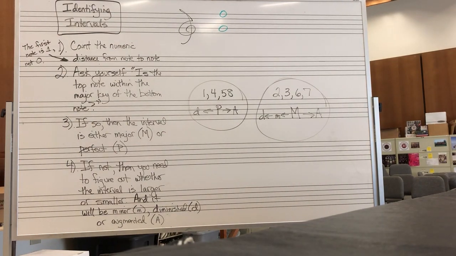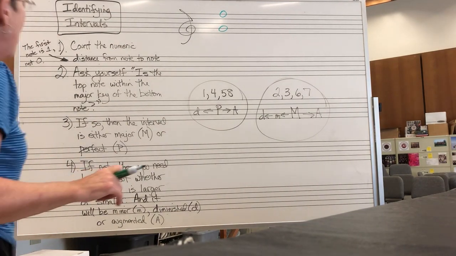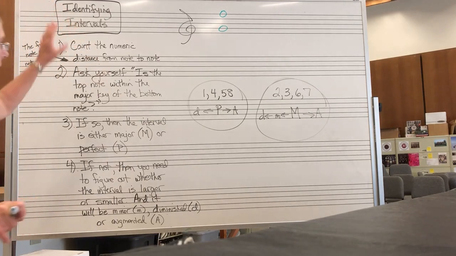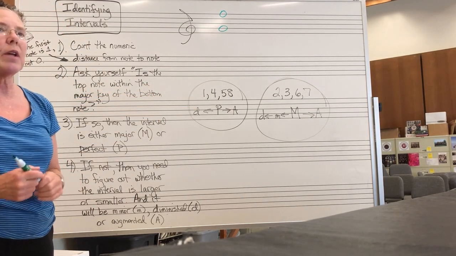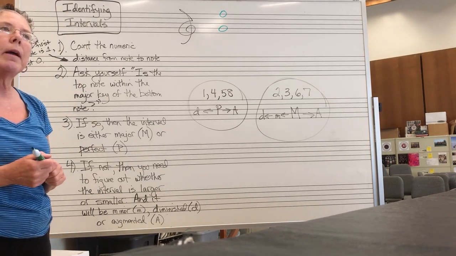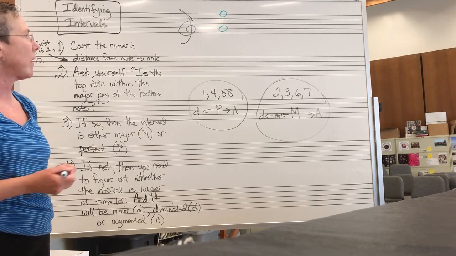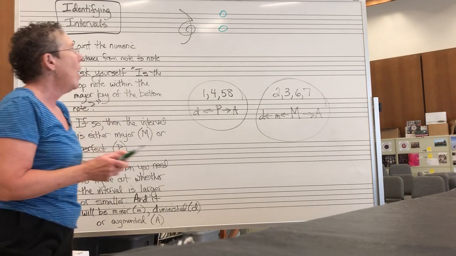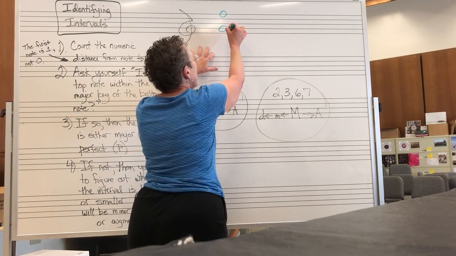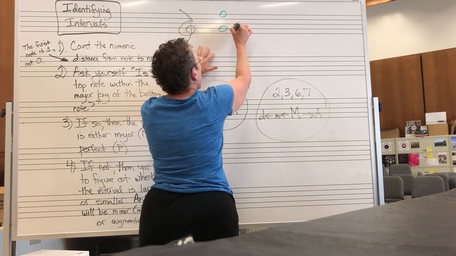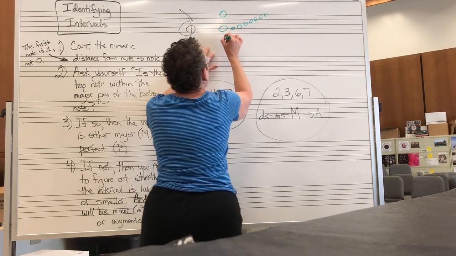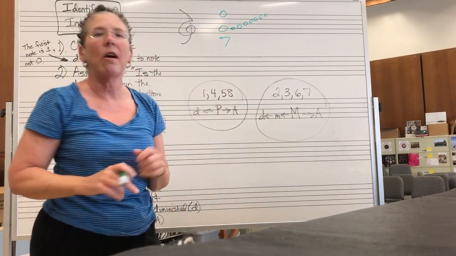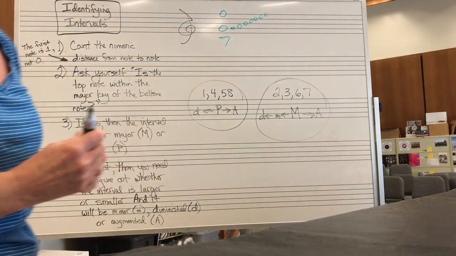So now I'm using a different key because I have a different bottom note. I'm going to go through the same process right here. I'm going to look at my perfect intervals and my imperfect intervals and decide which category I'm in and see if I can get my labeling correct. Okay, first thing I want to do, I want to count the distance between the two notes. This is 1, 2, 3, 4, 5, 6, 7. This is some variety of a seventh, right?